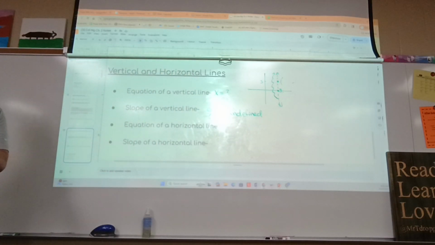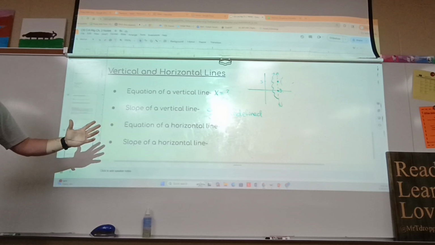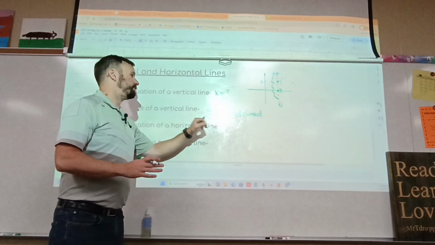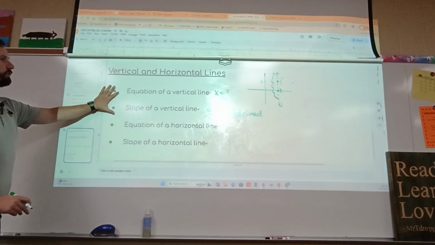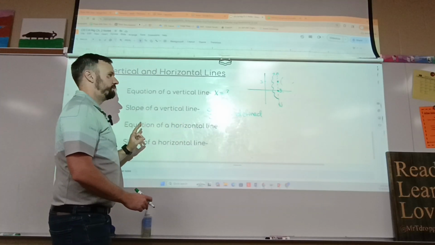The big mistake made with this is people say it doesn't have a slope. Does that have a slope? Yeah, it exists. But can I define it with a number? No. So it has a slope. The slope is undefined. Okay? So vertical is x equals something.